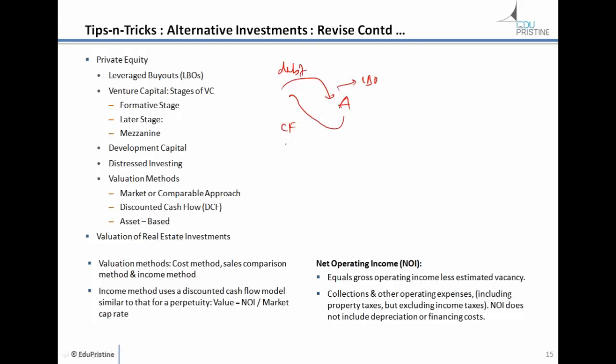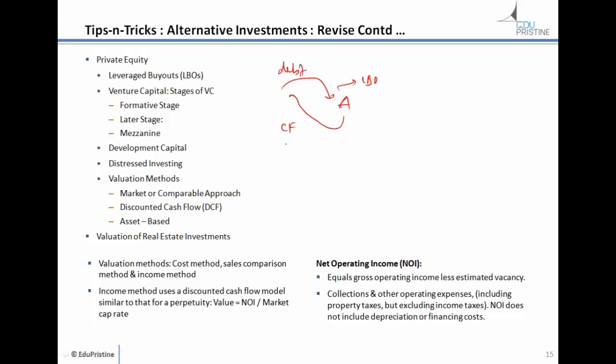Now let me look at hedge funds. We have already covered what hedge funds are. So now I just want to shift to valuation of real estate investments. In valuation of real estate investments, there are three methods. One is the cost method, the second is the sales comparison method, and the third is the income method. One must remember all three.